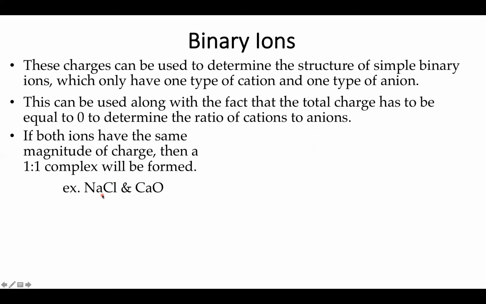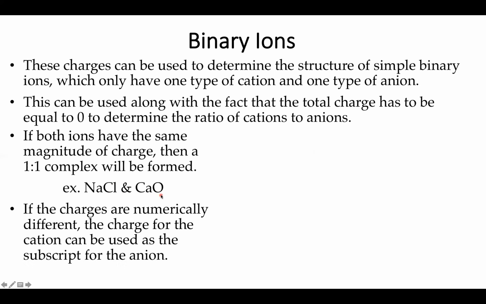So this is true for sodium chloride, +1, -1, but it's also true of calcium oxide, +2, -2. If the charges are numerically different, then a good place to start is to use the charge for the cation as the subscript for the anion and vice versa. So we can see this for aluminum oxide. This is pretty much that sheen that you get on aluminum. It's a very common ionic compound.